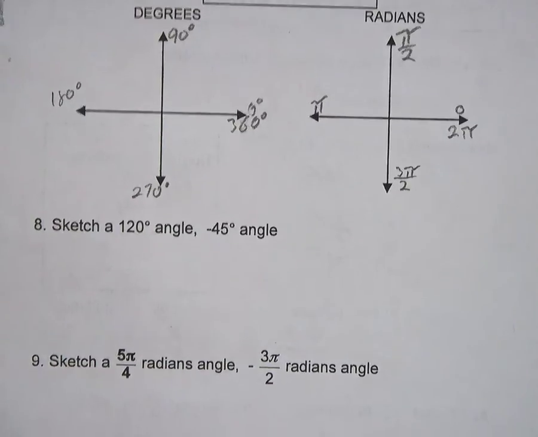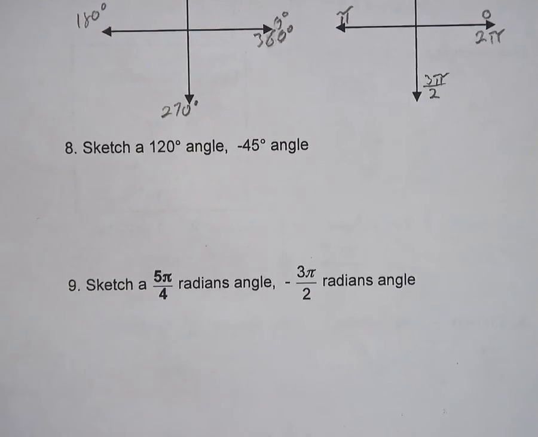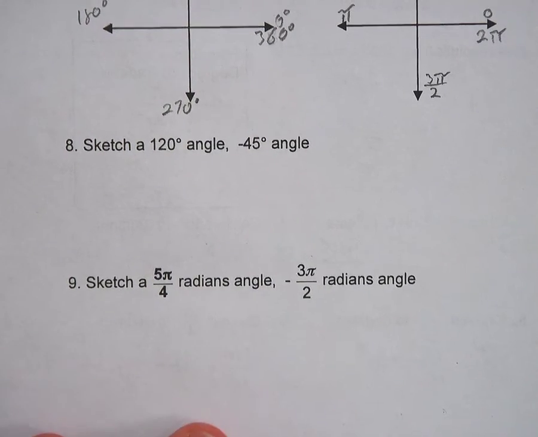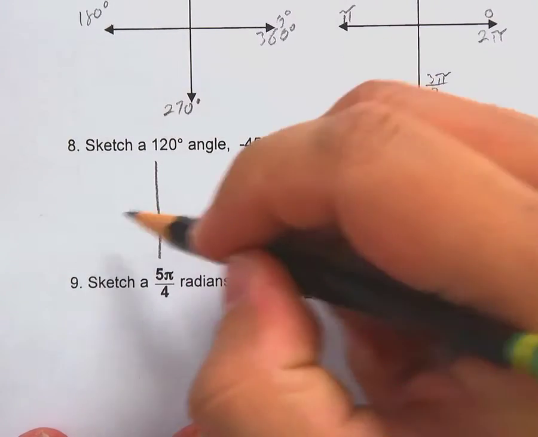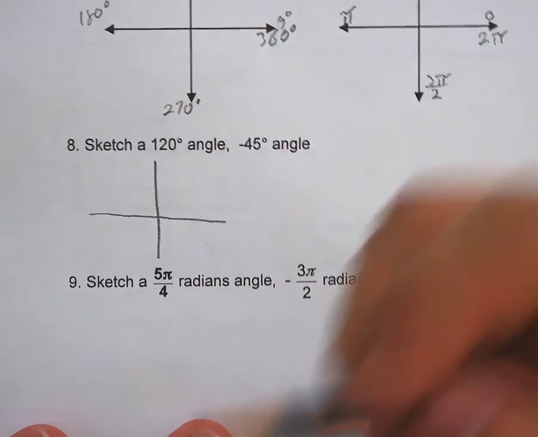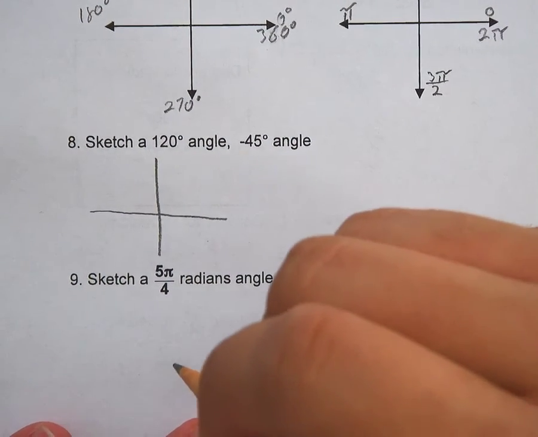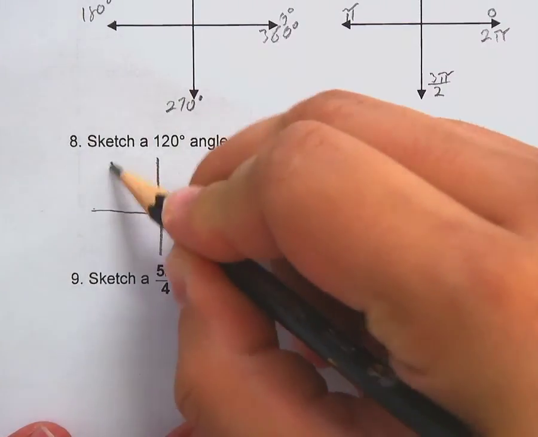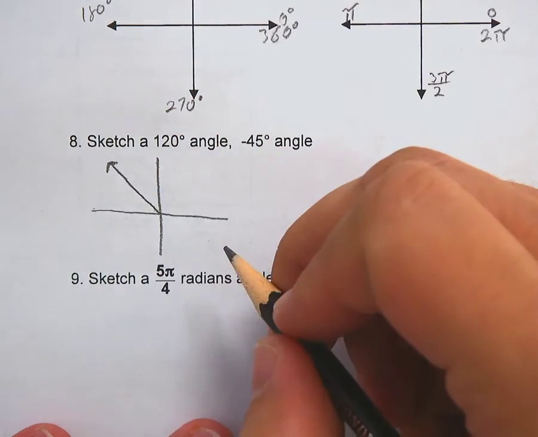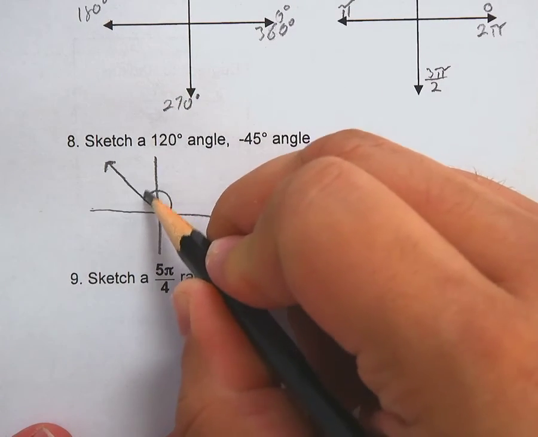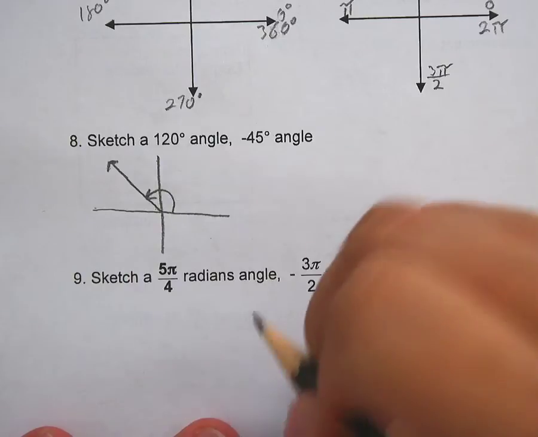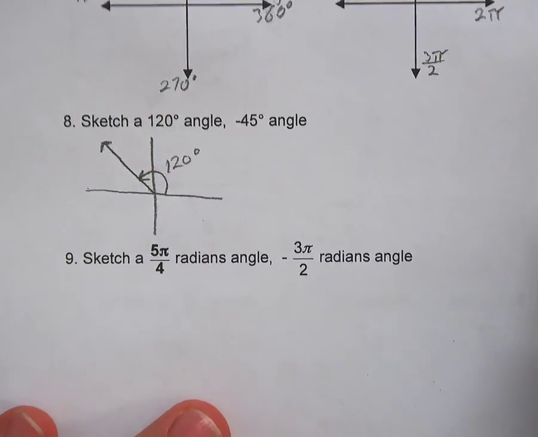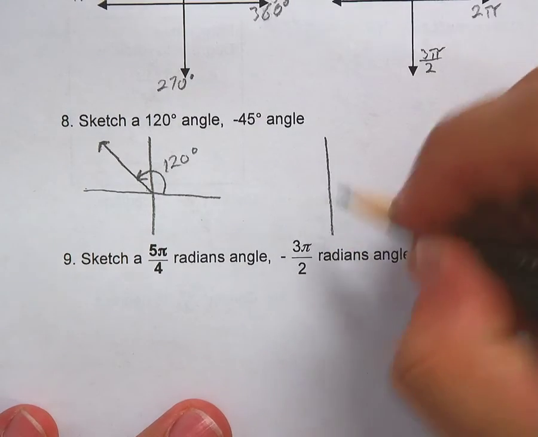So we're going to do a couple of sketches here real quick. It says sketch a 120 degree angle, sketch a negative 45 degree angle. I'm going to draw an axis real quick. It's just a sketch. It doesn't have to be perfect. 120. So here's 90. Here's 180. It means 120 is going to be up in here, right? Always show which direction you're rotating with this little circular arrow thing. And then label your angle. Always show the direction of your rotation.